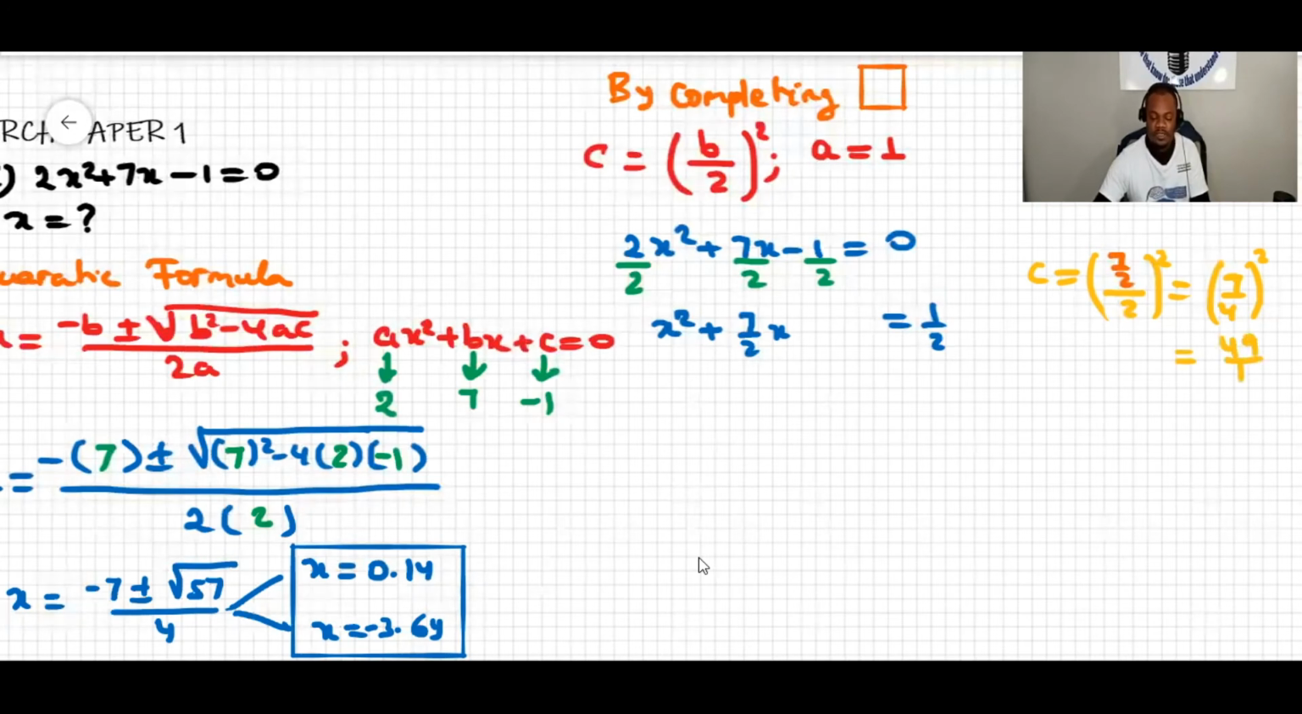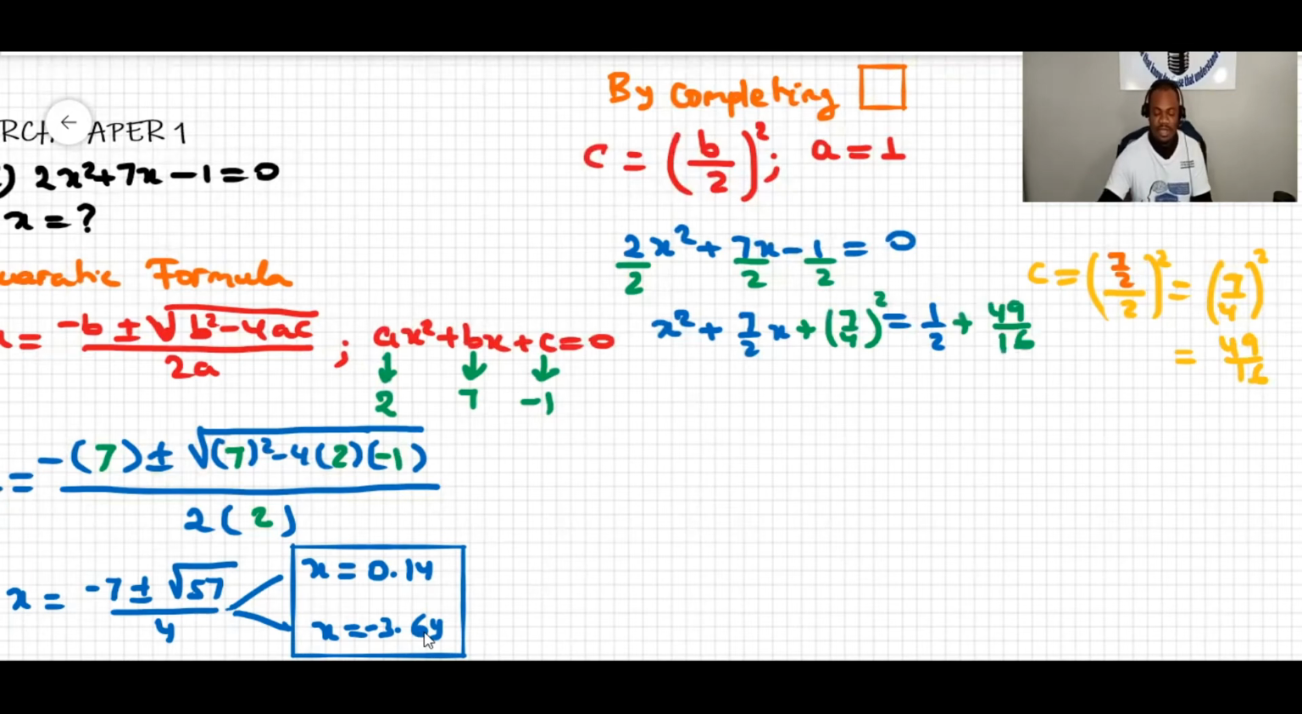49 over 16. Then I'm going to add the same value over here. So on the right, I will add 7 over 4 to the power of 2. Then also I'm going to add the same value to make my equation identical. I prefer to write its numerical value, the simplified value, which is 49 over 16.